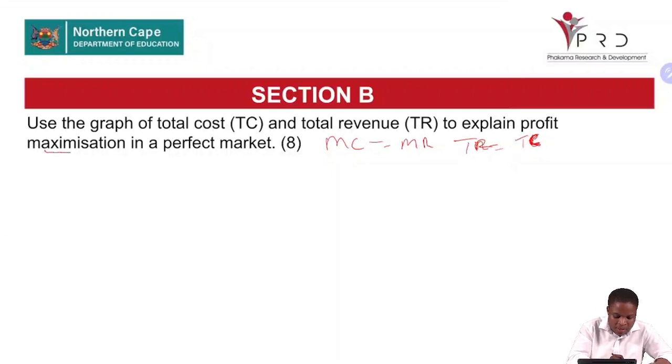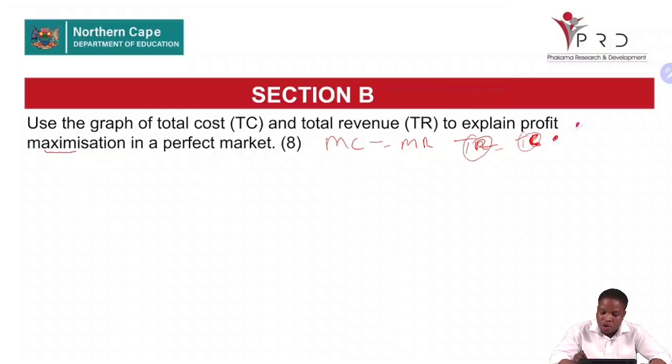But the distance between TR and TC can give us another profit maximization. So you are going to draw a graph of TR and TC, and then you show a profit maximization. Where TR and TC meet, where you put your dots, that is a normal profit. That's not your profit maximization. So the profit maximization needs to be where there's the widest distance between TR and TC.